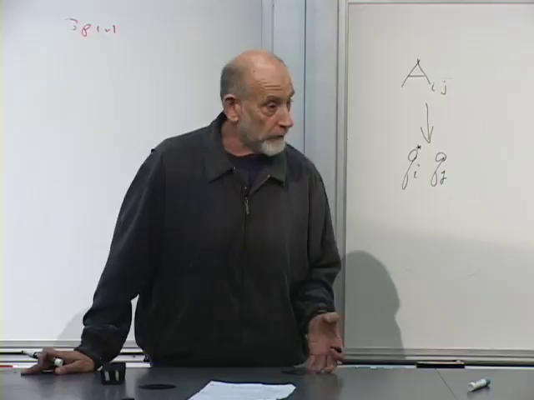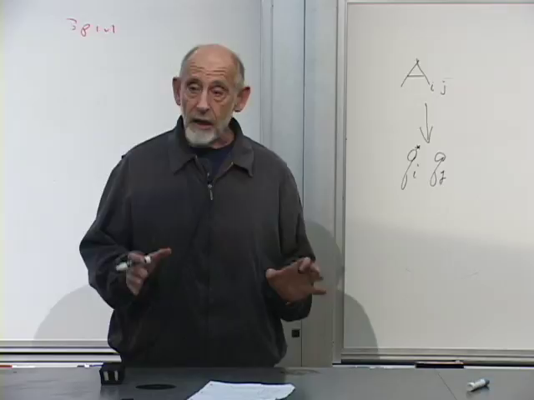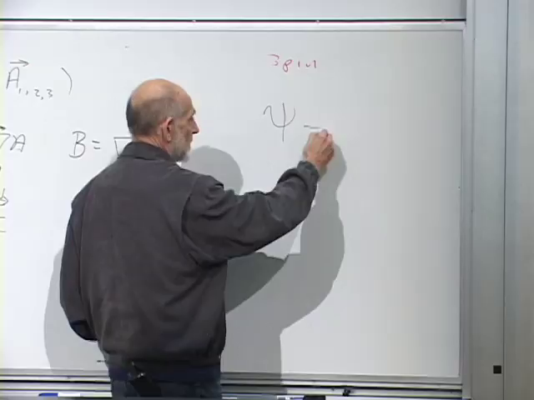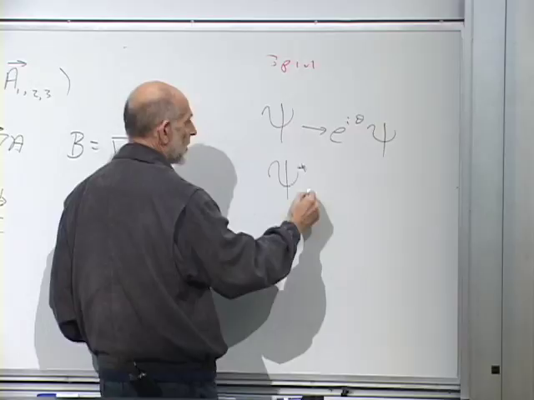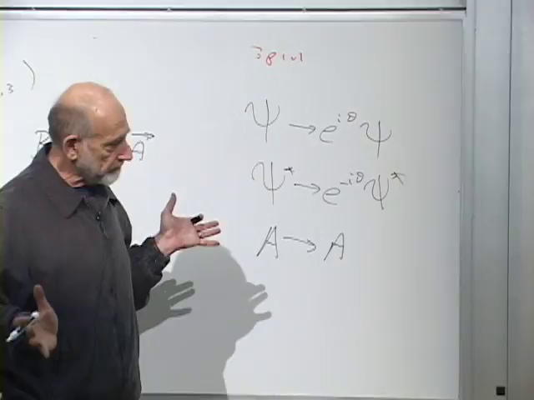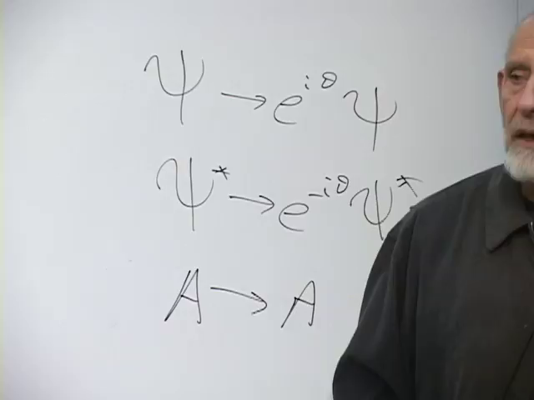In that sense, it's different than the photon. The photon is completely electrically neutral. Its field, the photon field, does not get a phase when you rotate the electron wave function. Electrons go to e to the i theta times electrons. Positrons go to e to the minus i theta times positrons. Photons do nothing. That's because they don't have electric charge. But the gluons, they do have color.